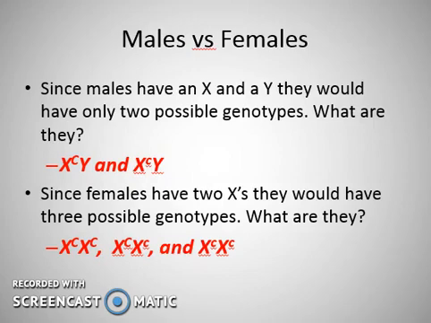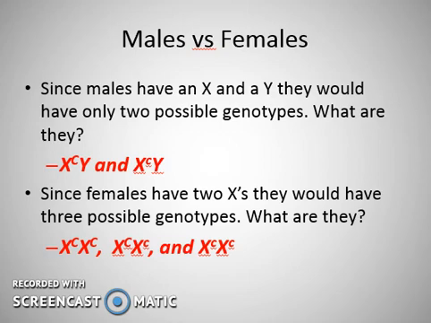So males, you'll remember, have one X and one Y sex chromosome. There's only two possible genotypes then if we're looking at color blindness. A male could be X big C Y, and that would be a normal vision male, or X little c Y, and that would be a colorblind male.